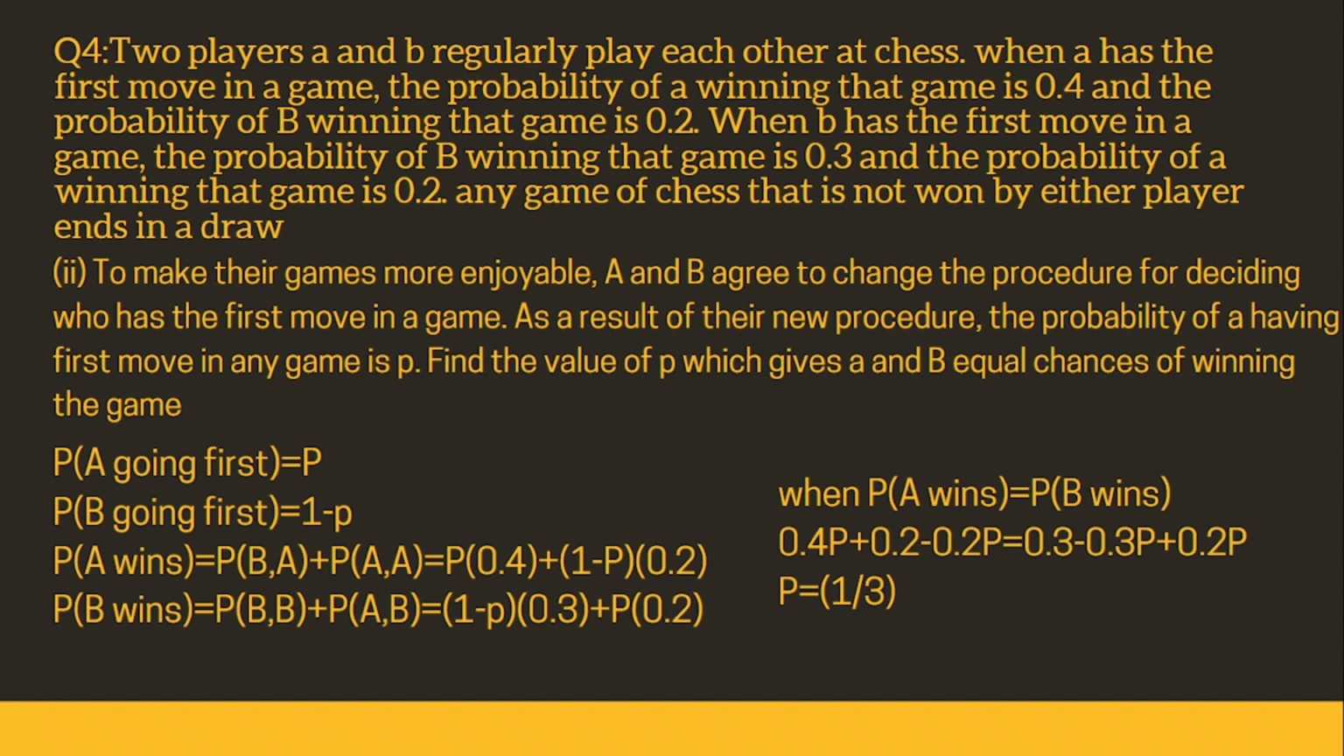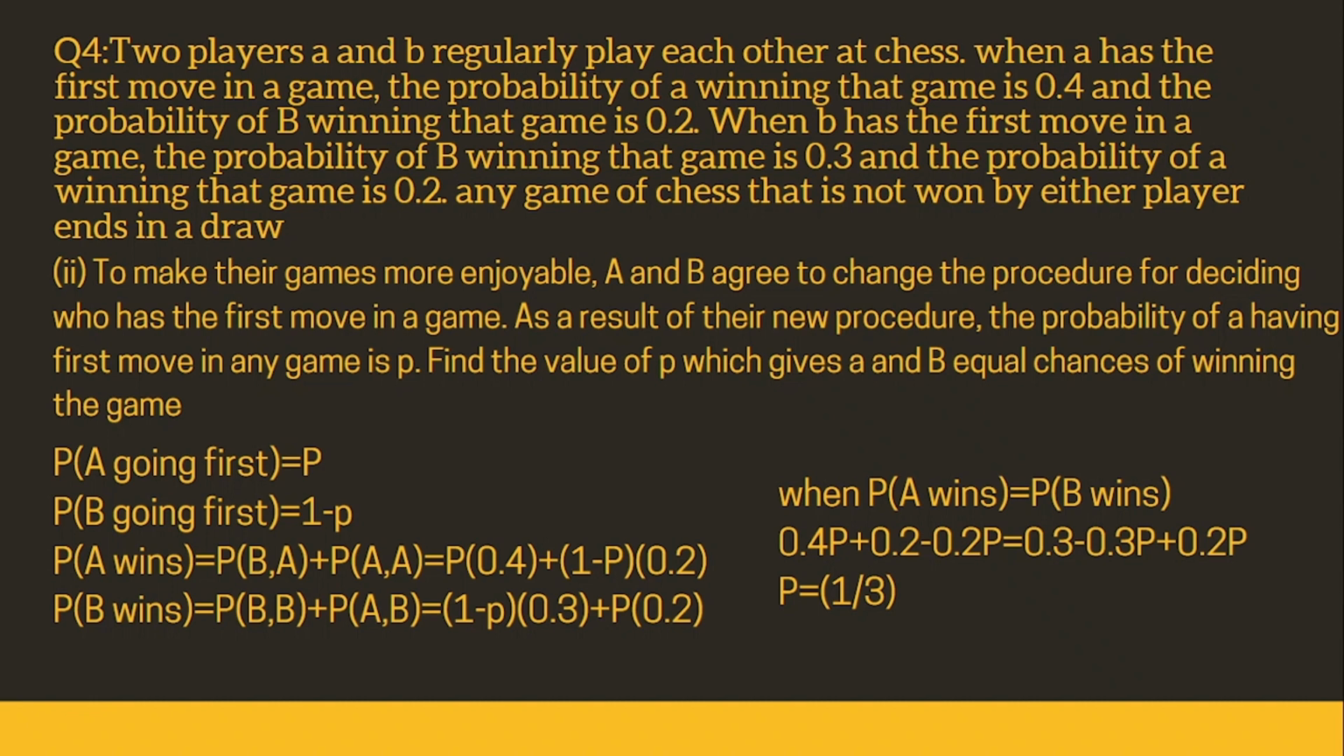Then for part 2, they give you algebra. So what you do is you make an algebraic expression. The probability of A going first is P, then the probability of B going first is 1 minus P. Now, to get to our final answer, we need the probability of A and B winning a game to be the same.